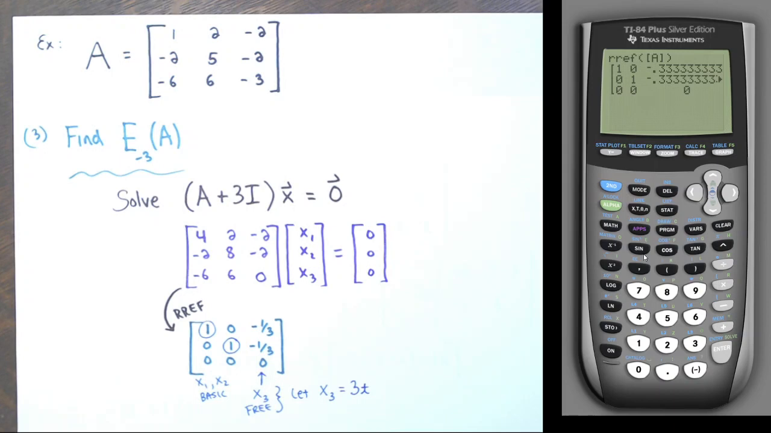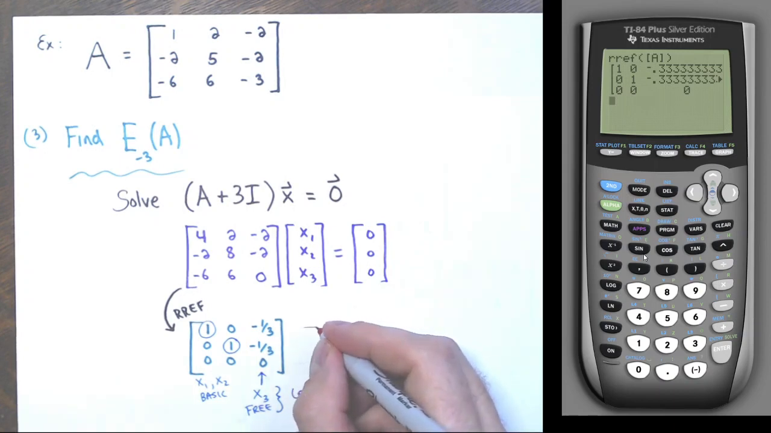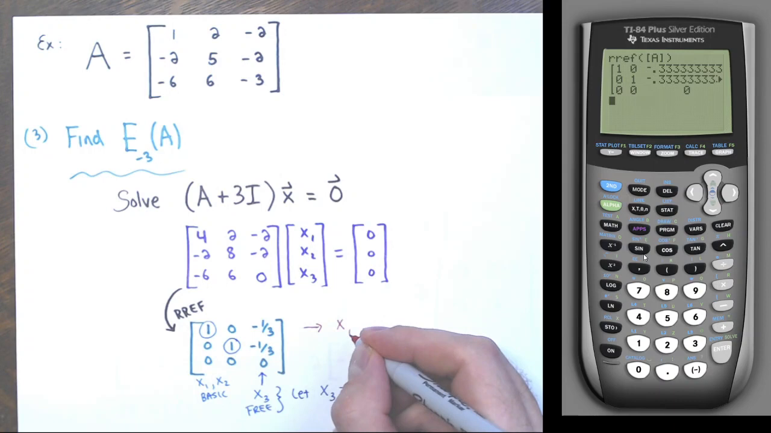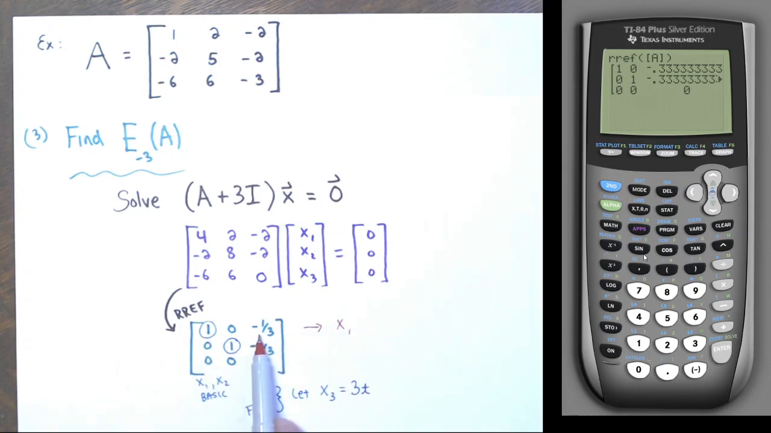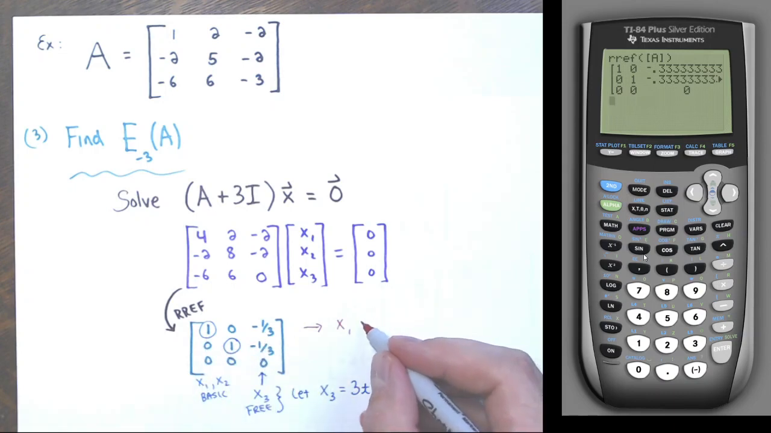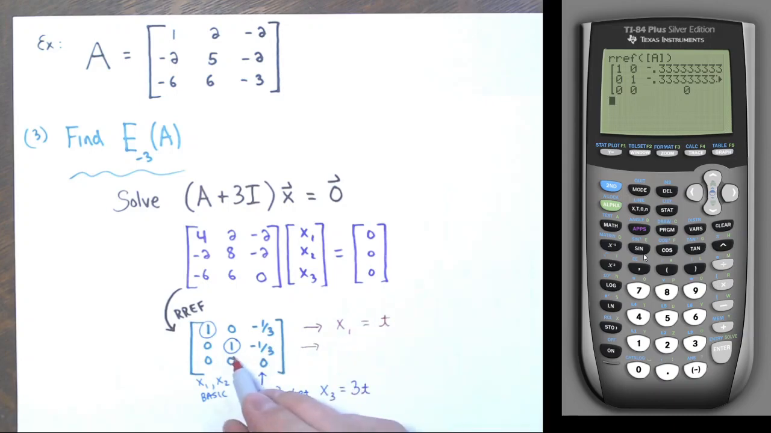Alright, so from the first row, we see x1 minus a third of x3. So a third of 3t would be t. So that's x1 minus t equals 0. Adding t to both sides, we get x1 equals t. Same thing here. We're seeing 1x2, again minus a third of x3, or minus a third of 3t, or minus t, equal to 0. And then adding t to both sides gives me x2 equals t as well, whatever my choice of t is.